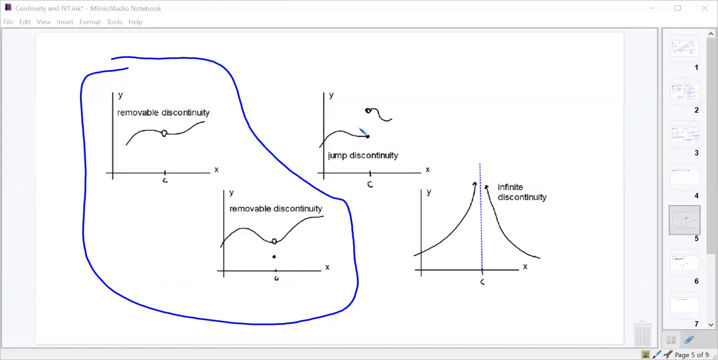All right. And remember, the removable ones will generally occur in rational functions, when the numerator and the denominator both equal 0 at the same x value. And the infinite discontinuity, again, is generally in rational functions. There are other cases, but any time the denominator only equals 0 at c, but the numerator equals an actual value. Then jump discontinuities, we'll see those mostly with piecewise defined functions.